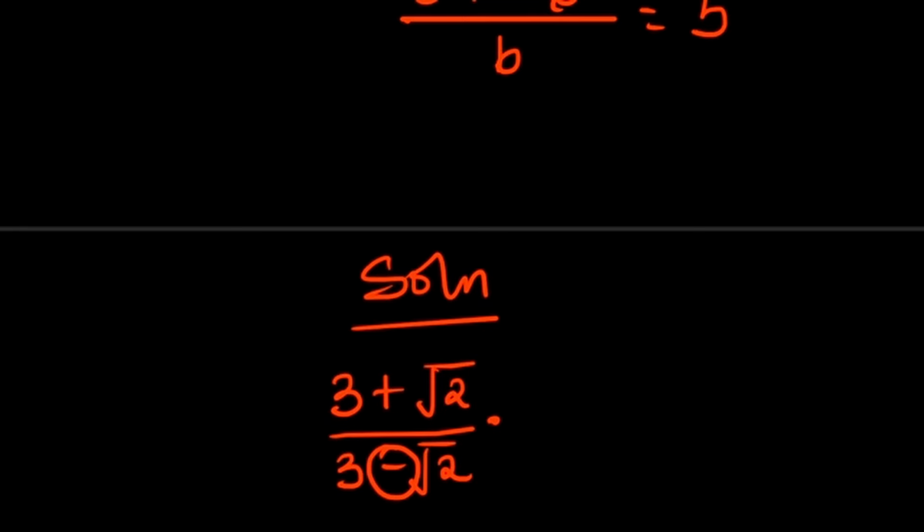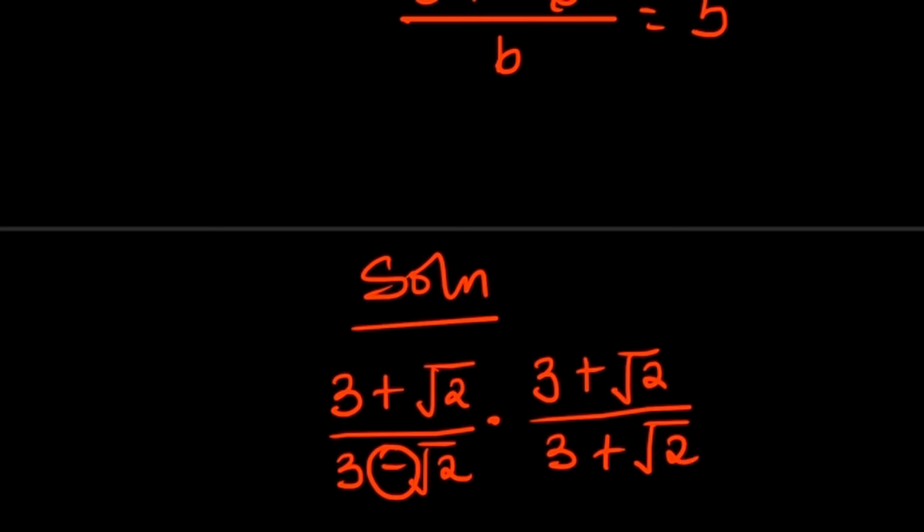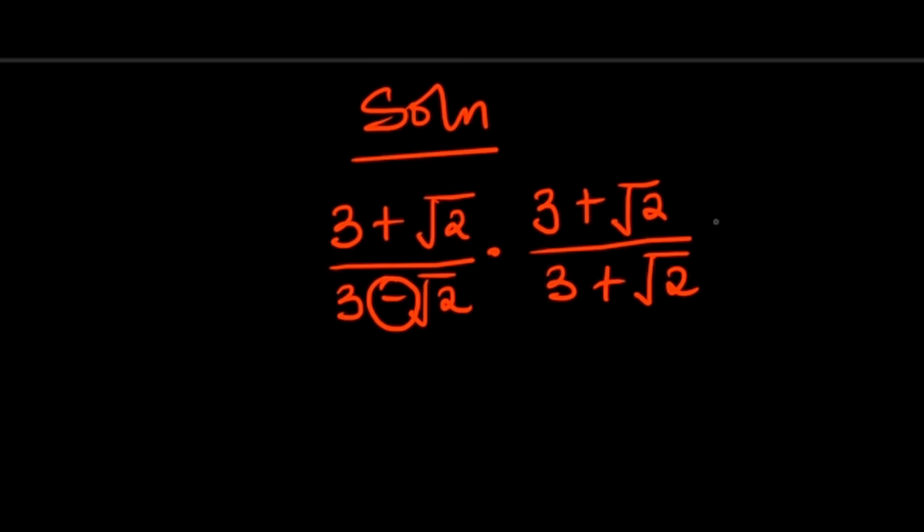The conjugate is simply changing the sign. If it's a negative down there, it becomes a positive. If it's a positive, it becomes a negative. So let's multiply the top and the bottom by the conjugate of the denominator. Here we now have multiplied by 3 plus the square root of 2 over 3 plus the square root of 2. Let's now expand. So here we have 3 times 3.